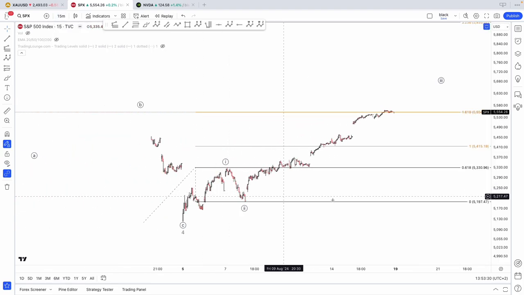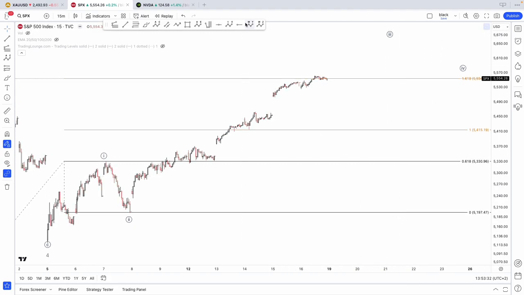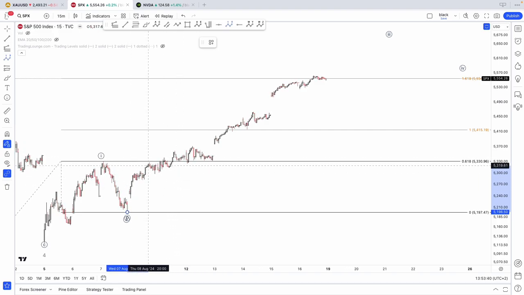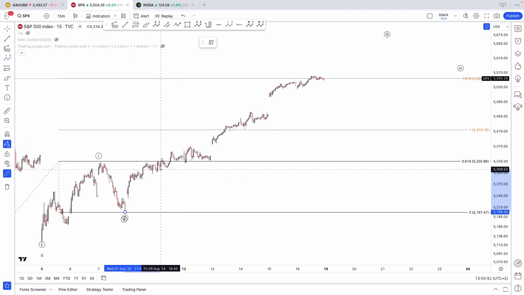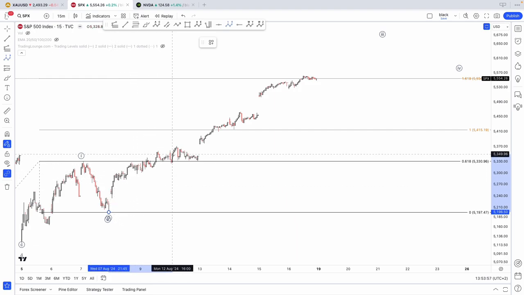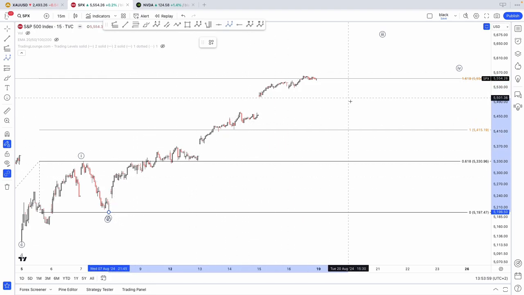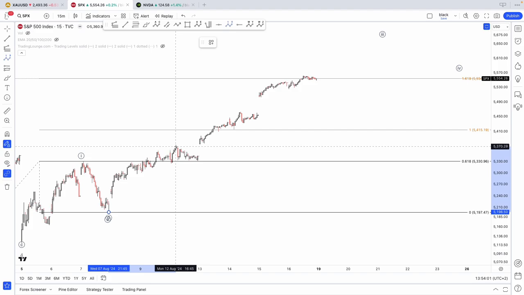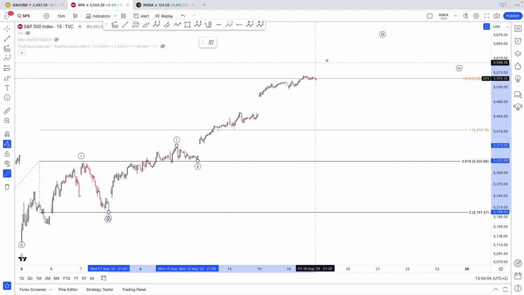Let's get into the 15-minute chart. What I see here is 1, 2, 3, 4, 5. There are two different ways to count this. It could be a 1, 2, 1, 2, 1, 2, and here we're getting 3, 4s, 3, 4s. That's really possible if you put it like this.